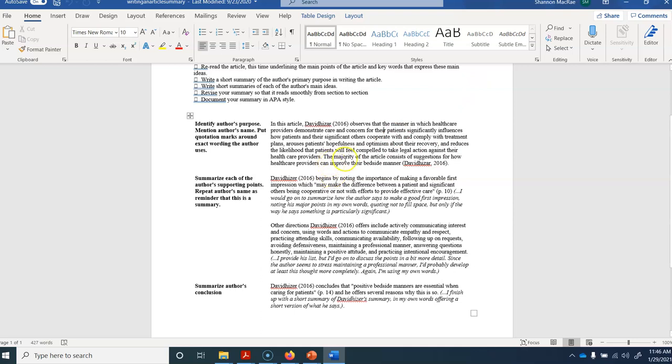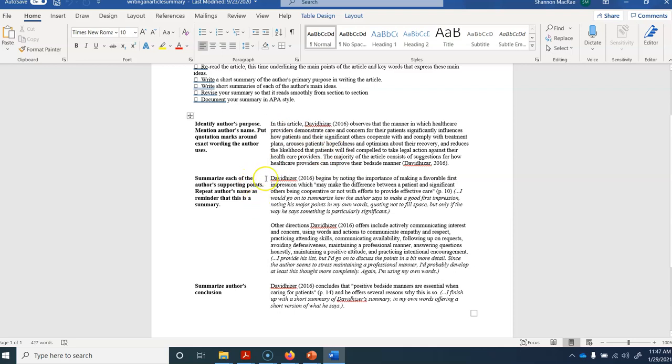It then goes on to say the majority of the article consists of suggestions for how healthcare providers can improve their bedside manner. And again, notice that APA in-text citation there. Okay, so that's the first part of the paragraph.